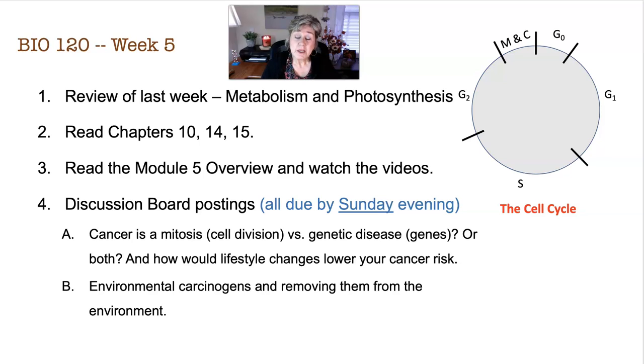So last week you learned about metabolism in the form of cellular respiration, which is a way that organisms break down food in order to produce energy molecules called ATP, adenosine triphosphate. And that energy in ATP is transferred to enzymes that do all the work in cells. And you learned about aerobic and anaerobic versions of cellular respiration.